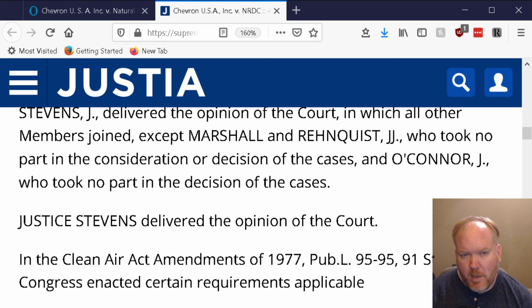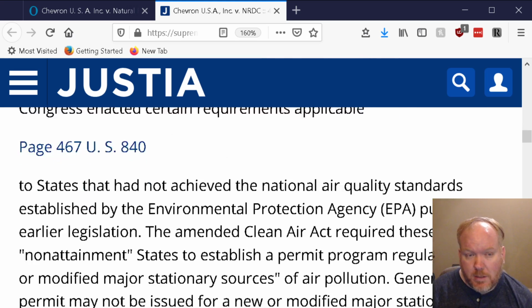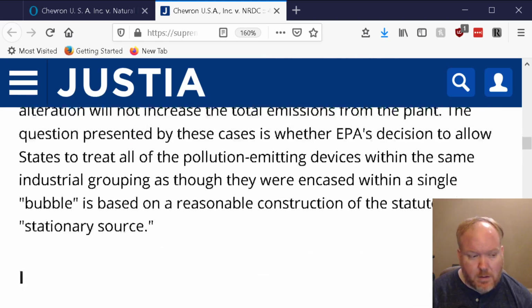Interesting. O'Connor took no part of the decision, yet she asked a question during the argument. That's interesting. That doesn't normally happen. Yeah, Marshall and Rehnquist were the only ones. So, Justice Stevens, tell us how you want to screw us over, Justice Stevens.